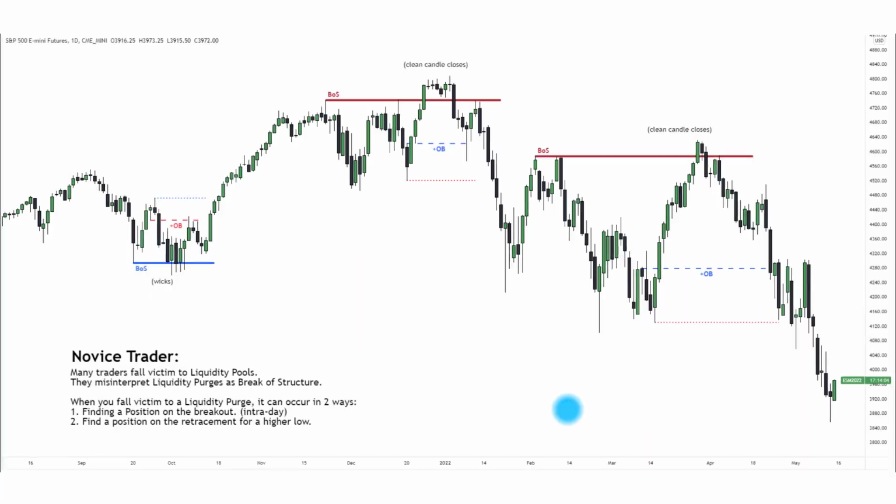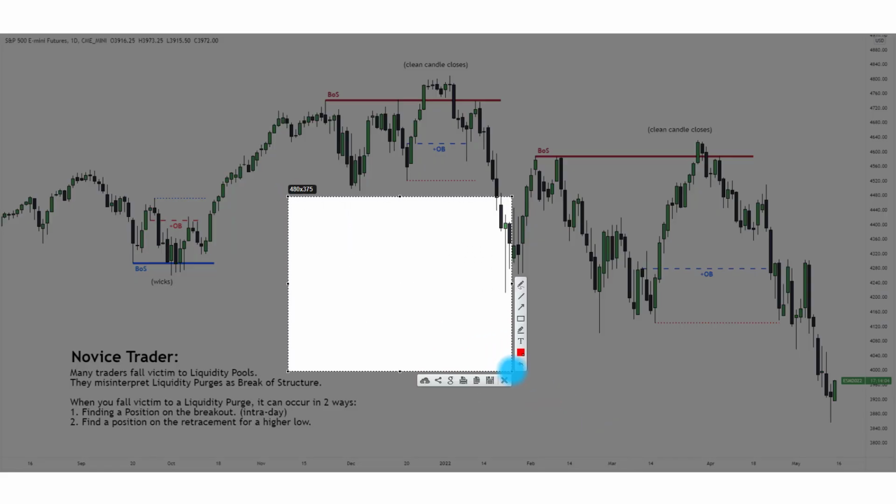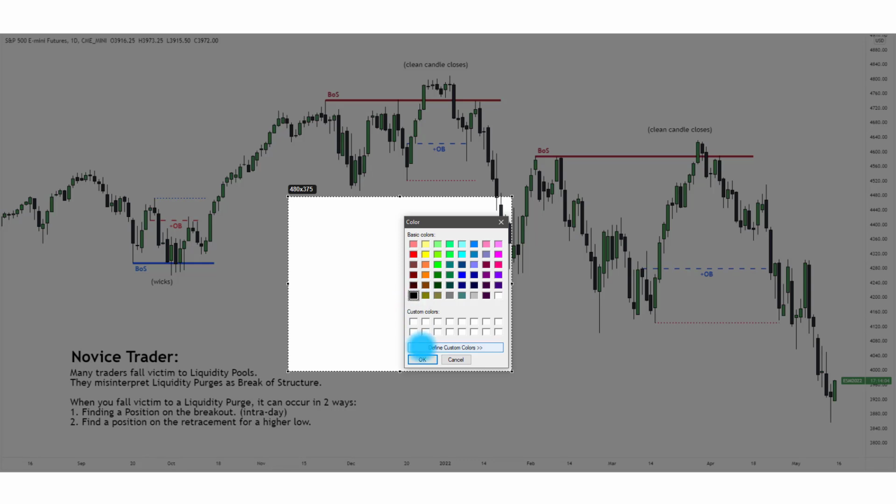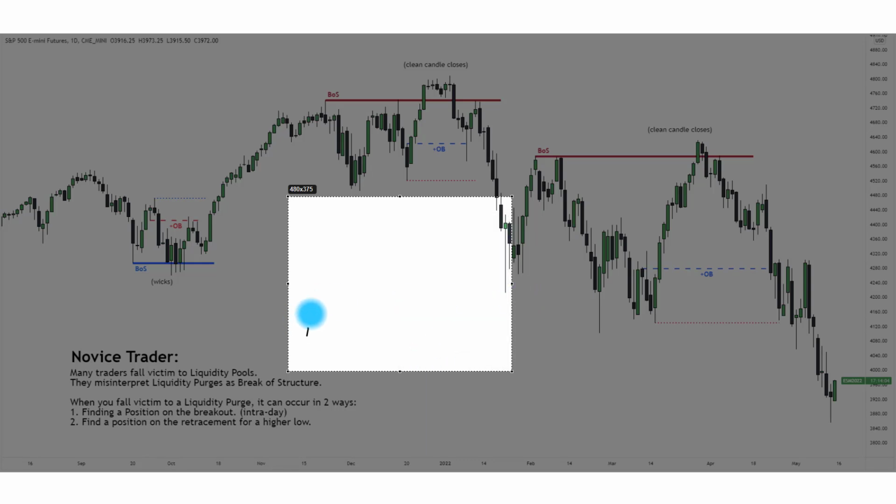The problem though is a lot of traders misinterpret liquidity purges as a break of market structure. So there's a high, low, high. Now the problem a lot of novice traders make is they see that high as a break in market structure. MSB, BOS, whatever they call it, a break of market structure.